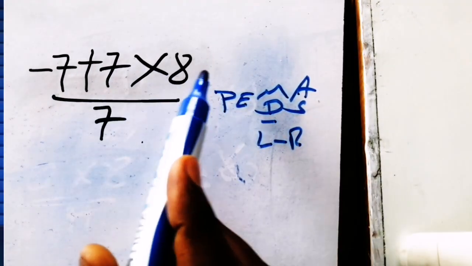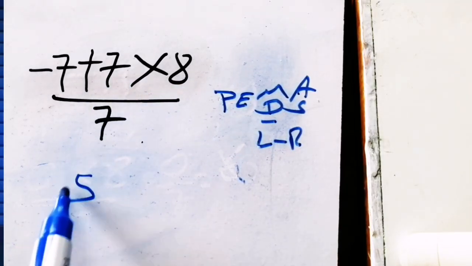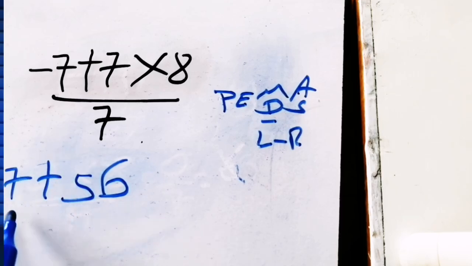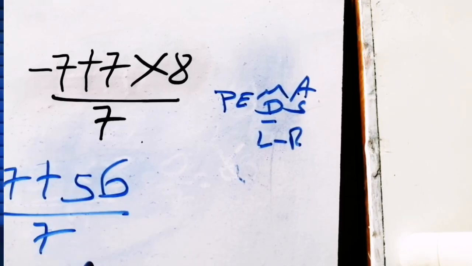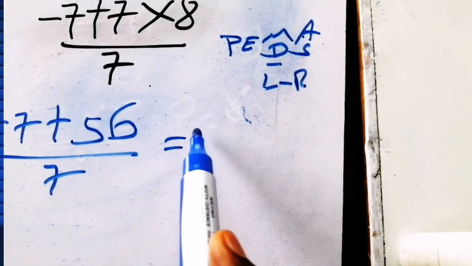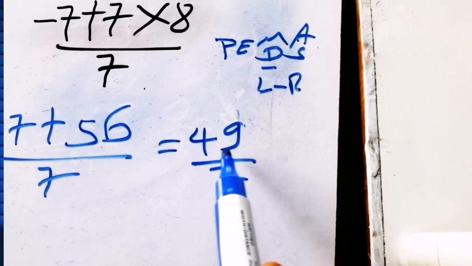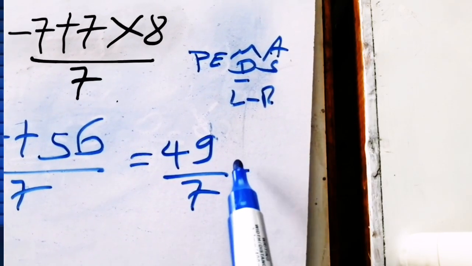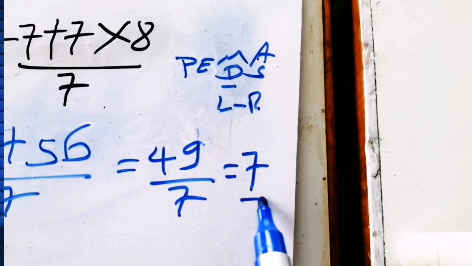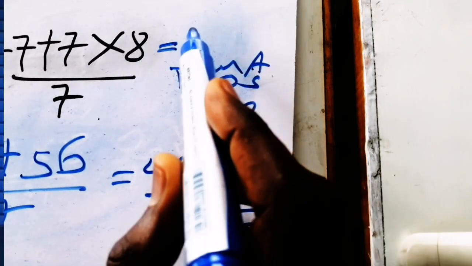Therefore, we have to multiply this number 7 times 8, which equals 56. Then here negative 7 plus 56 over 7. Negative 7 plus 56 equals 49 over 7. 49 divided by 7 equals 7. Okay, so this is the final answer of this problem. Therefore, the correct answer of this problem equals 7.